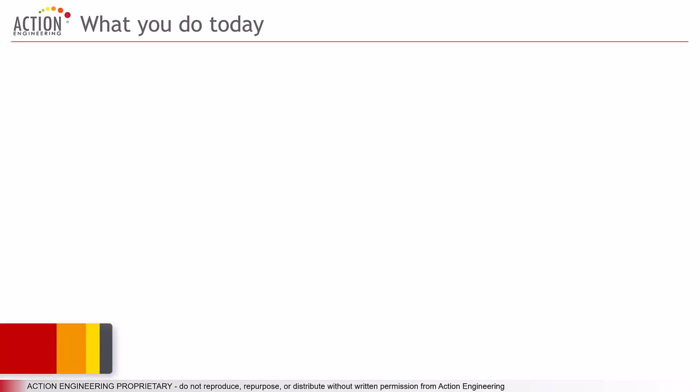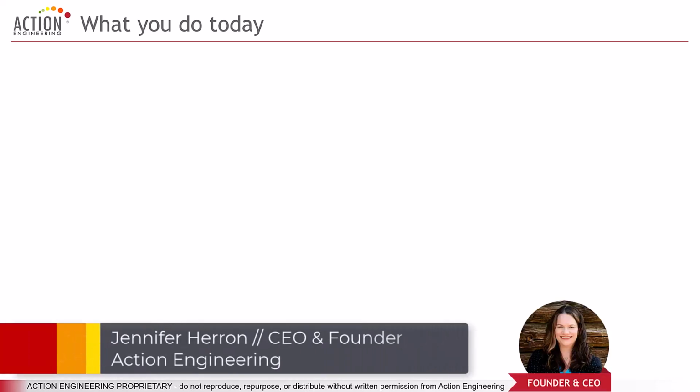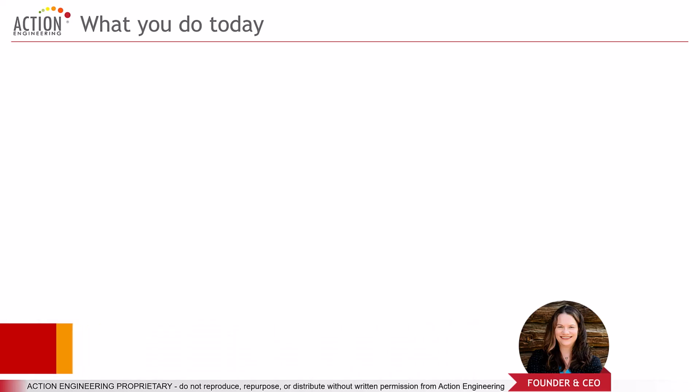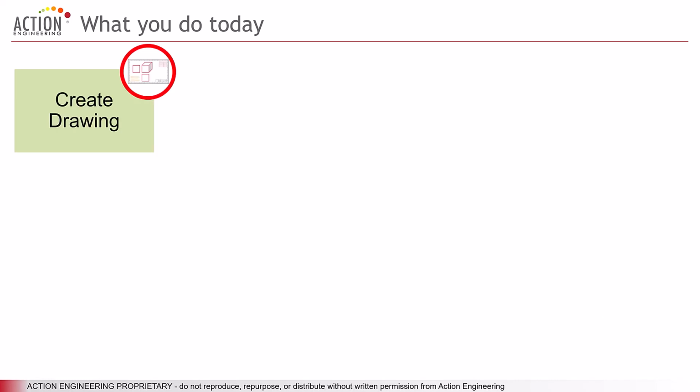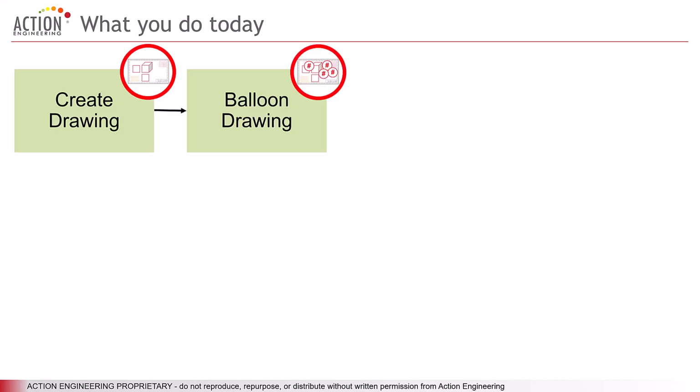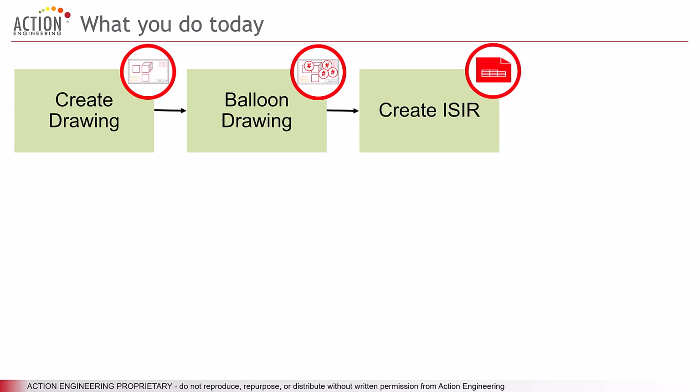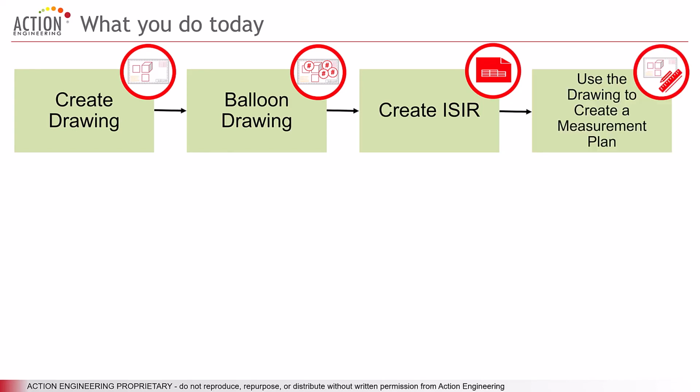Let me paint you a picture of your current state and then describe the steps it takes to hand off information from engineering to quality for the purpose of performing a first article inspection. First, a drawing is generated. That drawing is ballooned. A quality planner uses the drawing and balloons to generate an ISIR form or an FAI form. Then they use the drawing and the form to create a measurement plan. This is mostly a manual data entry process today.